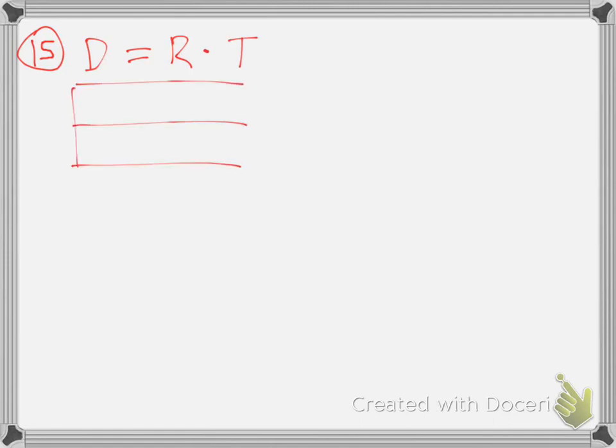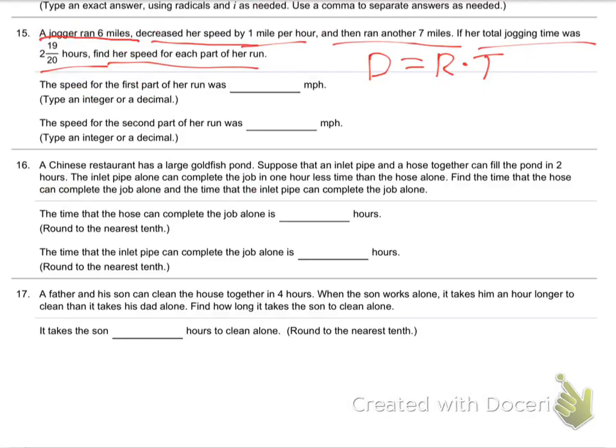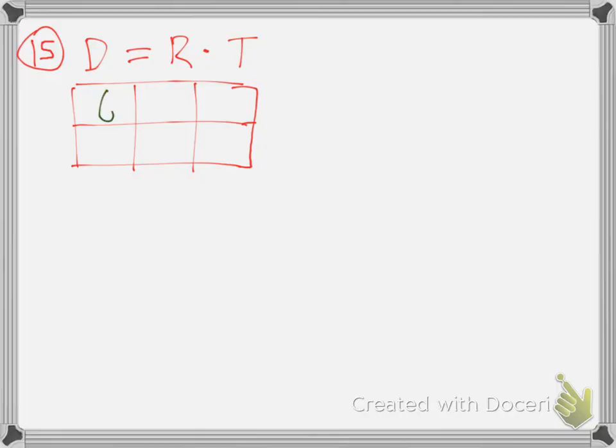So let me go to a fresh screen, number 15 here. I'm going to write distance equals rate times time. And we have 2 boxes under each letter, 6 boxes all together, like that. All right, let's go through it. That's distance, rate, and time. So it says she ran 6 miles. Is that a distance, rate, or time? That's a distance. She ran 6 miles.